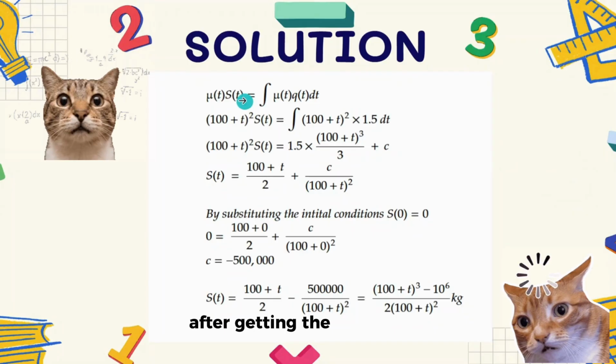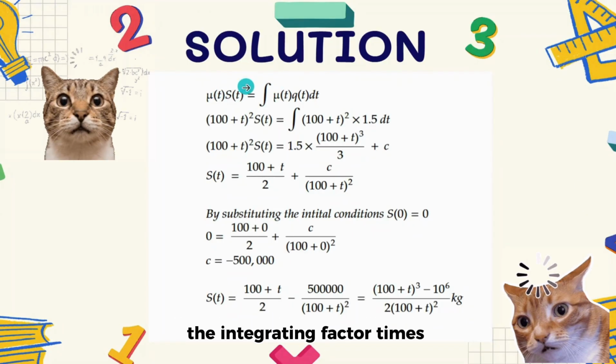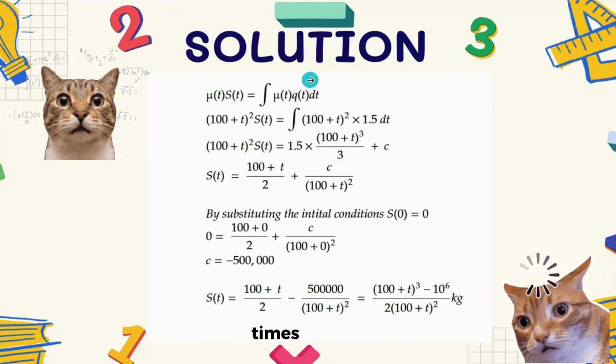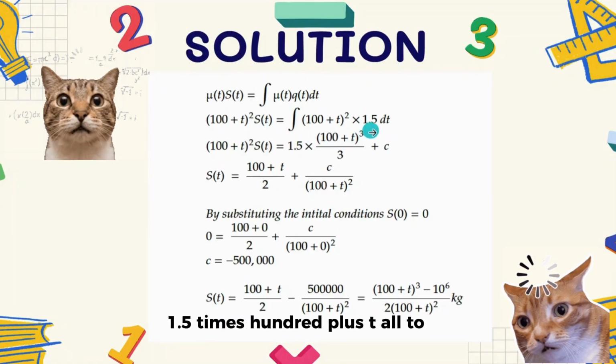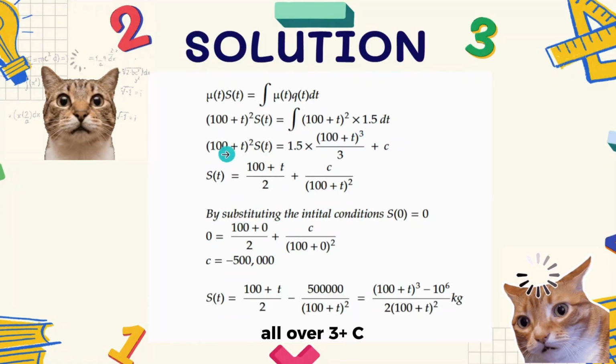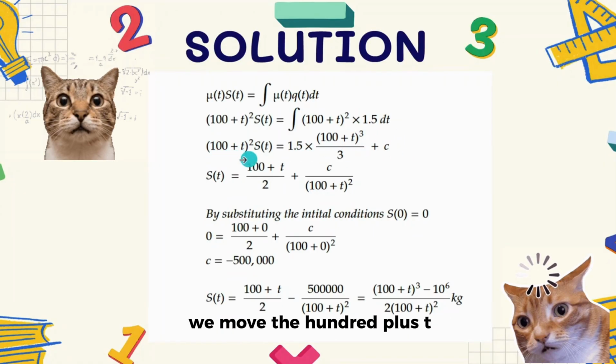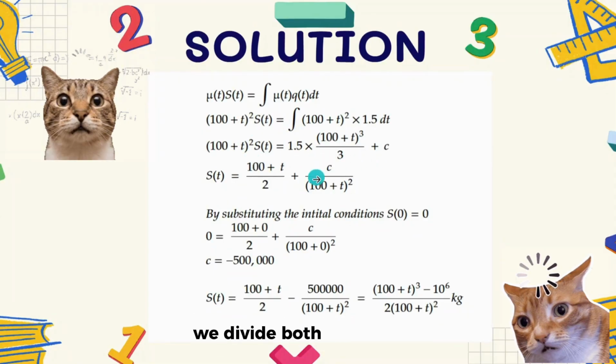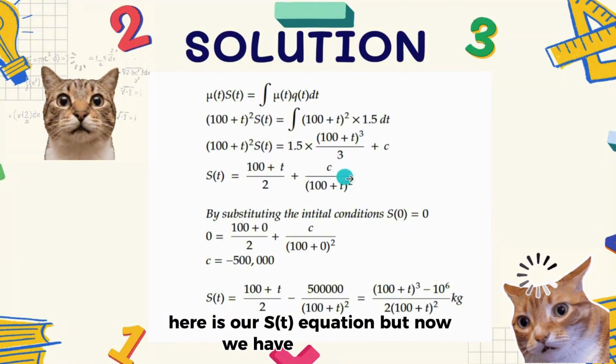After getting the integrating factor, we can write up the equation in this form. The integrating factor times S is equal to the integral of the integrating factor times q of t dt. By integrating the right hand side, here is what we get: 1.5 times (100 plus t) to the power of 3 all over 3, plus c. We move the (100 plus t) squared to the other side and divide both sides by it. Here is our S of t equation, but now we have a constant c.